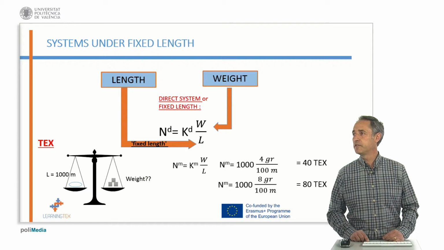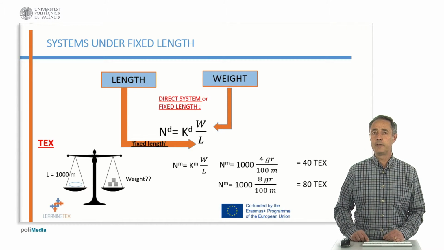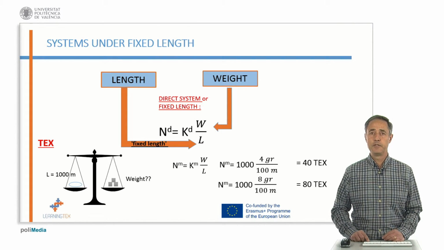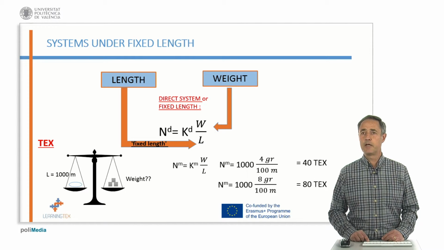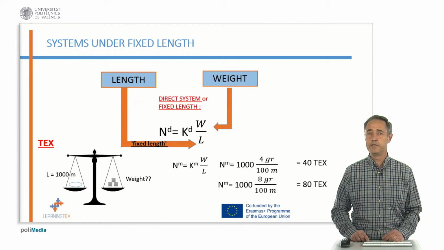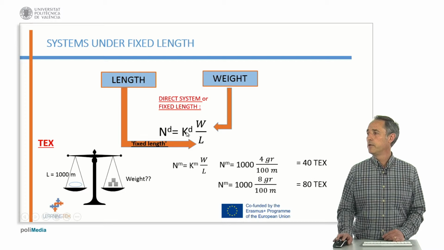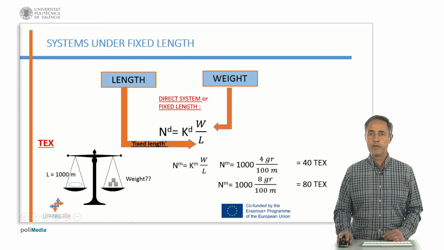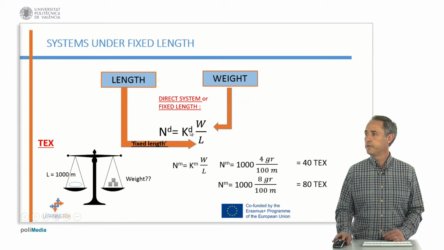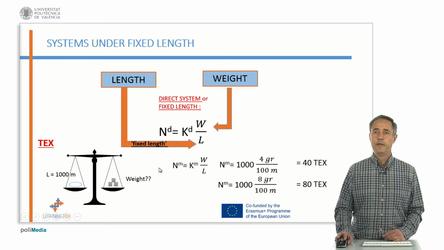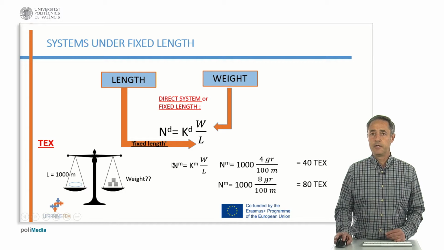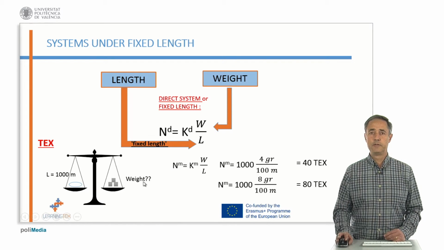Systems under fixed length. The most used is tex. Tex is the weight in grams of 1000 meters. This number is the amount of grams that a hank of 1000 meters weighs. To calculate the number, I can use this formula. In this formula, N is the number of the yarn, W is the weight, L the length, and K is the constant. In this case, for the tex system it is 1000.